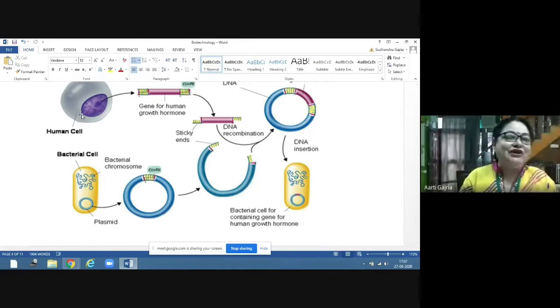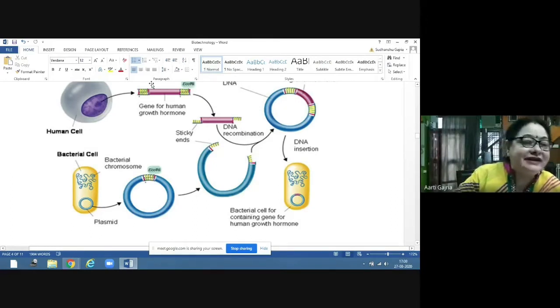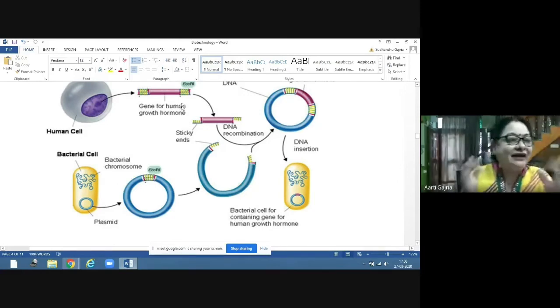So what we will do is, from the human cell, we have taken out the gene of interest. Now this gene of interest is the gene for human growth hormone. Now this also we will cut with Eco R1. Now this piece is the required, the desired DNA piece, which we want in our plasmid, in our vector. So what will we do? We will bring this DNA here.